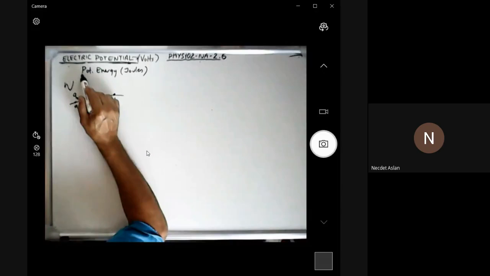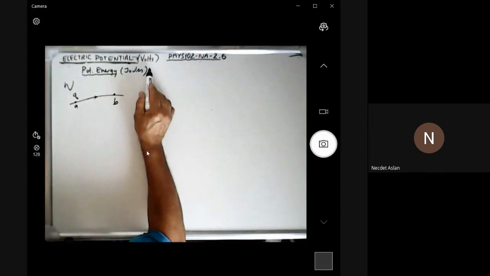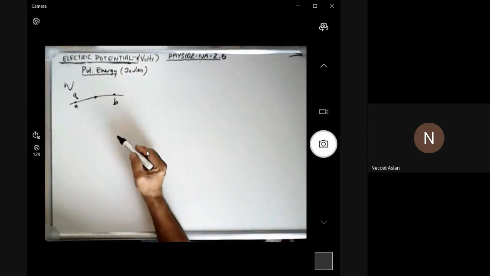Okay, so the unit of the potential energy is joules, but the unit of potential is volts. Always keep this in mind. There is a distinction between the two.